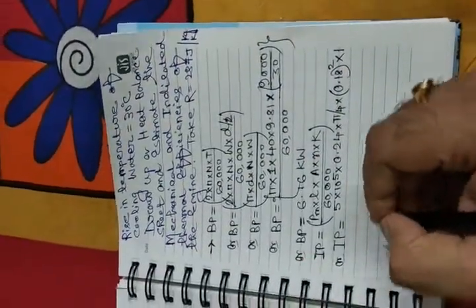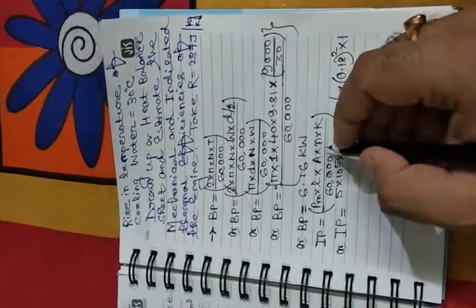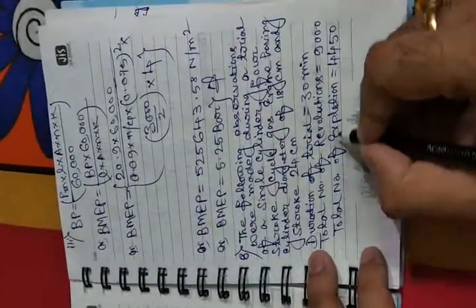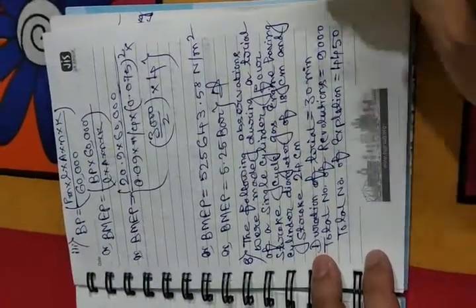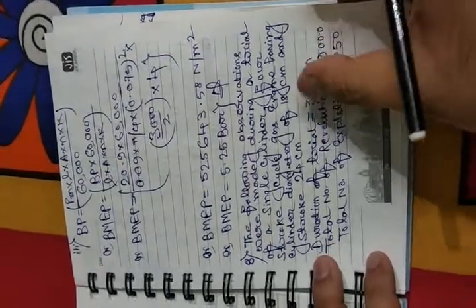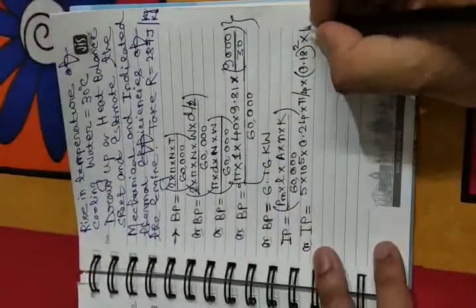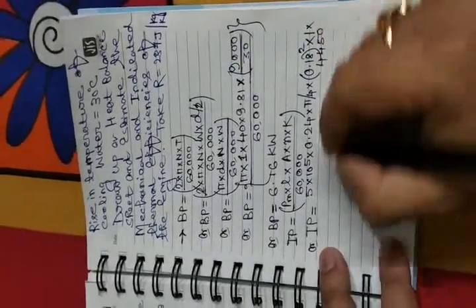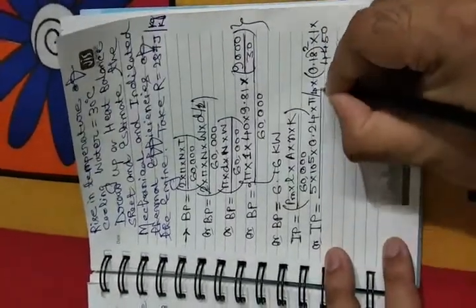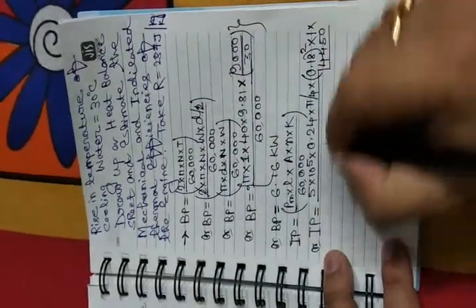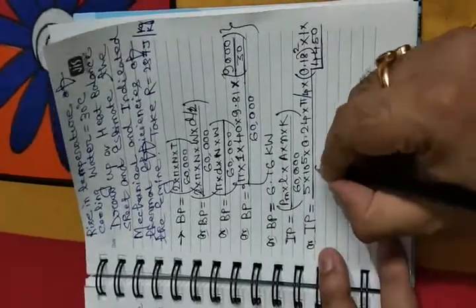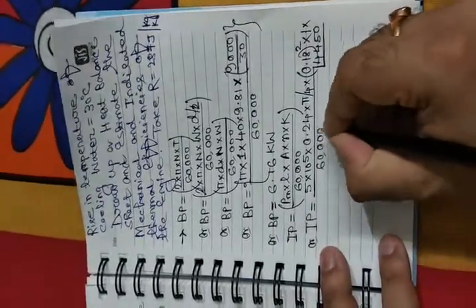And small n is the number of power strokes per minute. Total number of explosions will be 4450, so per minute it will be divided by 30. So it will be 4450 divided by 30, and the whole divided by 60,000.